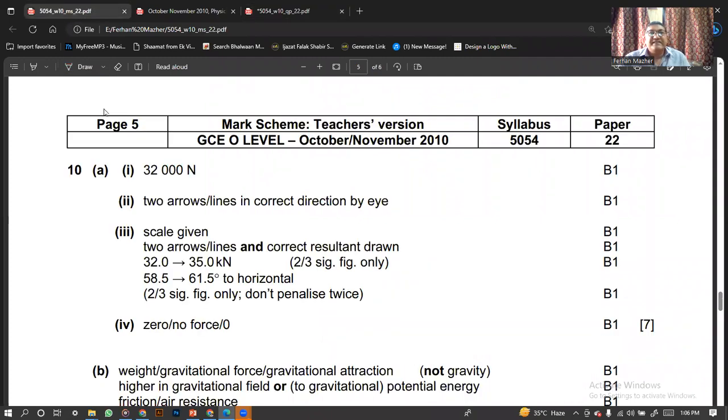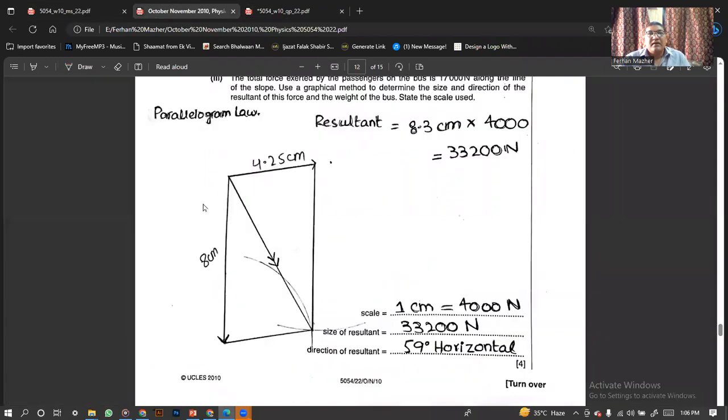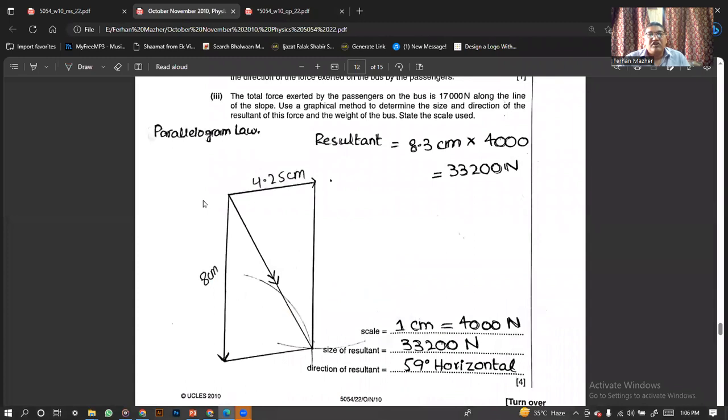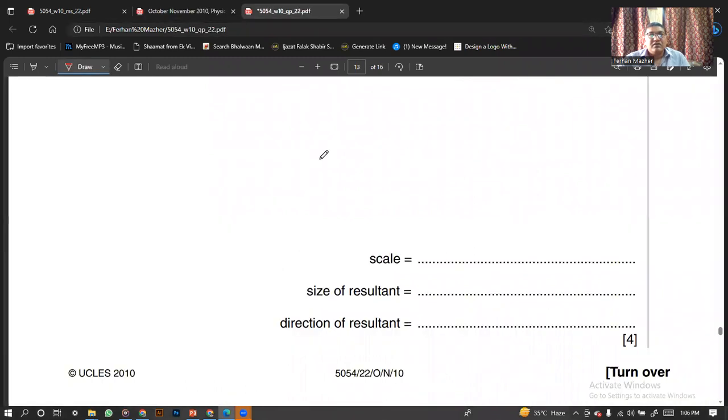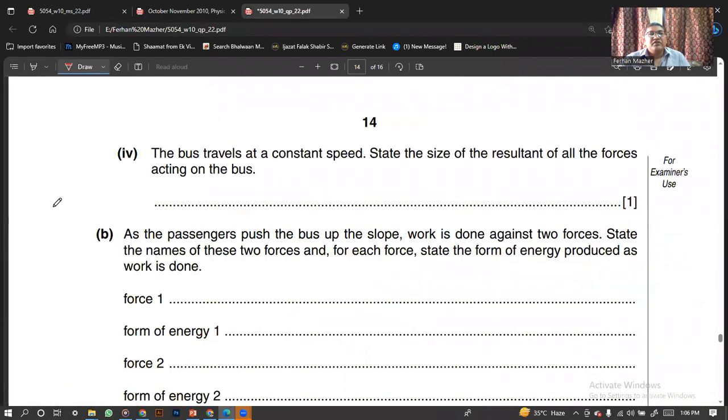Okay, so this is the marking scheme, and this is how that is done. Okay, so we are done with this. Okay, so then we have question number 10, A4 part.